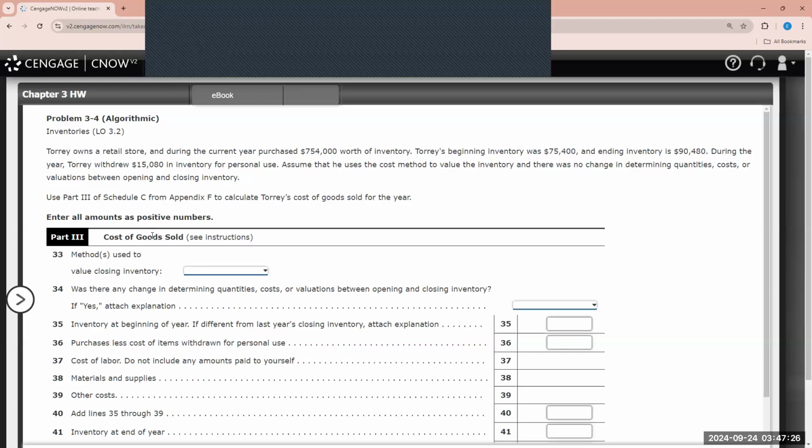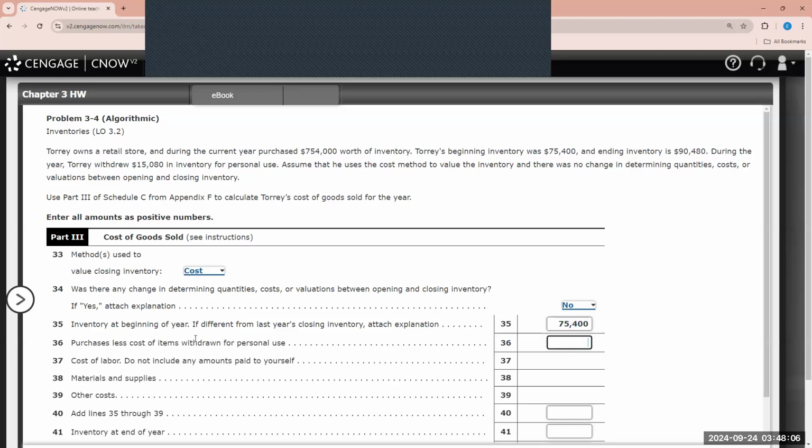Assume that he uses the cost method to value the inventory and there was no change in determining quantities, costs, or valuations between opening and closing inventory. So we are completing Part 3. So the method used to value closing inventory can be cost, lower of cost or market, or attach explanation. It lets us know here that it uses the cost method. It's asking, were there any changes in determining quantities, costs, or valuation between closing and opening inventory? The answer is no.